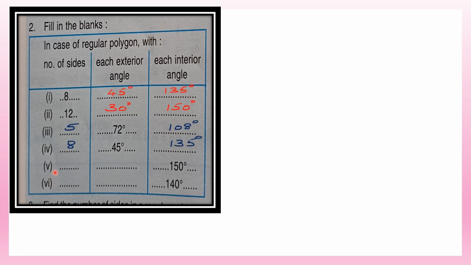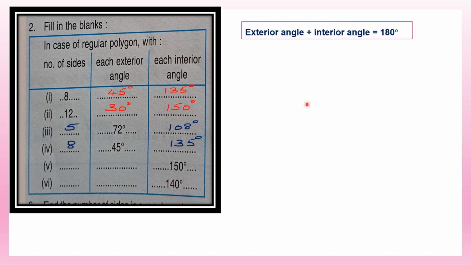So let's find the answers to questions 5 and 6 where only the interior angle is given. In that case, what do we say? Exterior angle plus the interior angle will give us 180. So first let's find the exterior angle. Here we don't know what it is, so let's consider the exterior angle to be x. Plus the interior angle, 150 degrees. Together they must give us 180 degrees. This is for question 5.